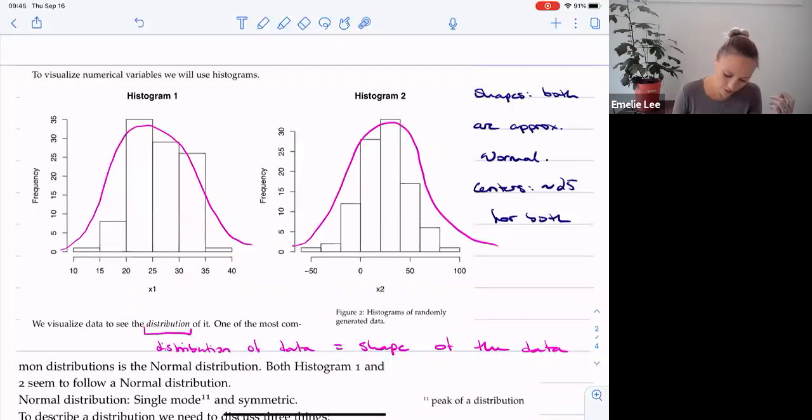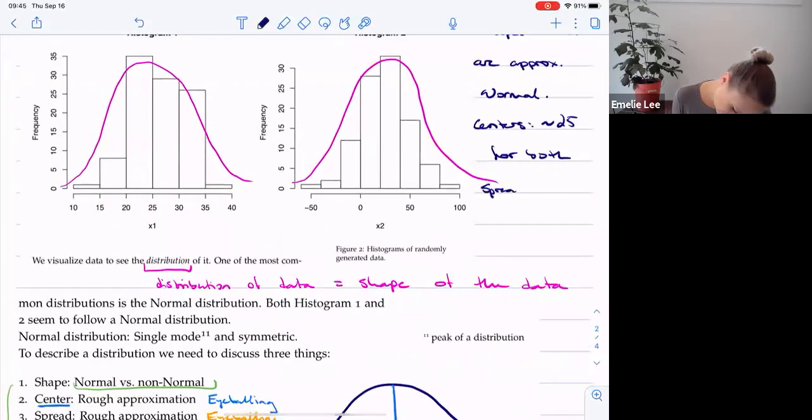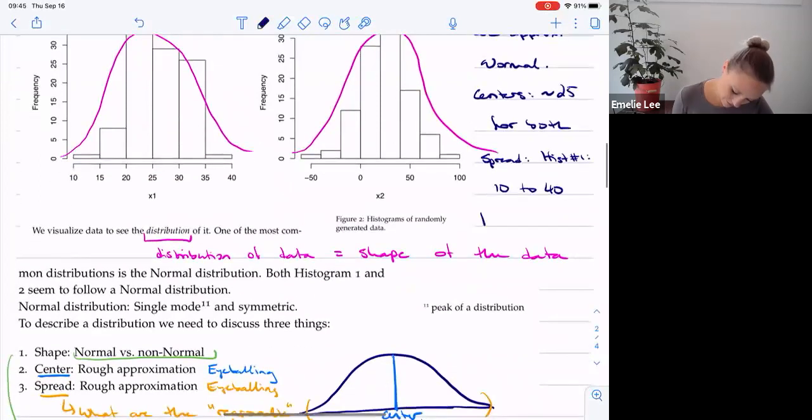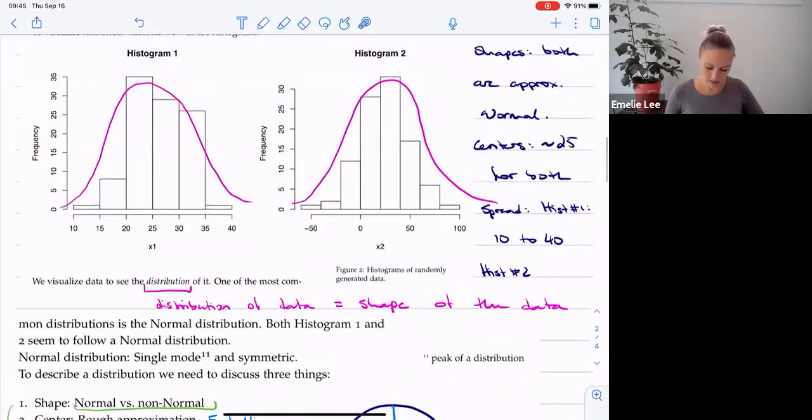Okay. And so for the spread, histogram 1 is about 10 to 40, whereas histogram number 2 goes from roughly -50 to 100. I can see that it goes beyond, but it's not terribly important. It just gives us an idea. Okay, -50 to 100, those are reasonable values.